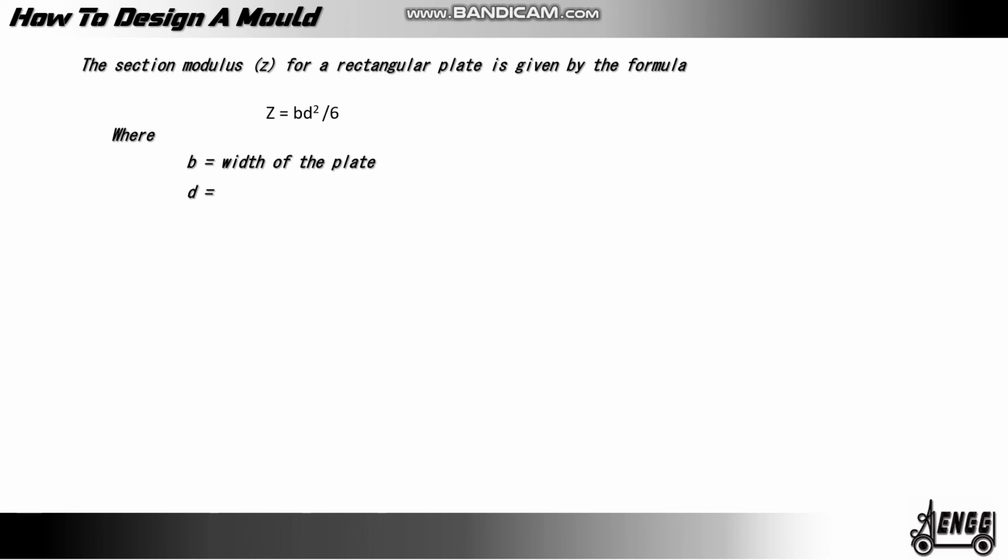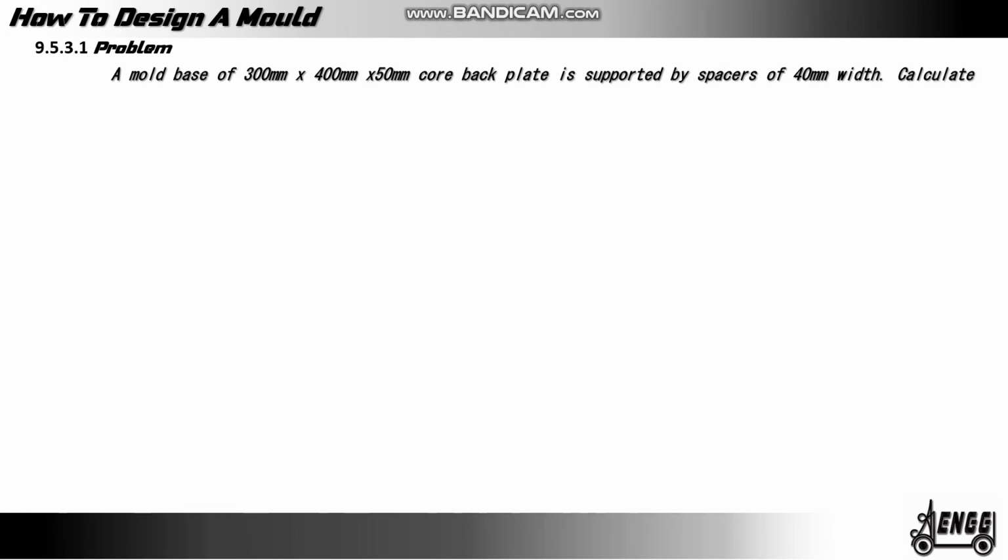The section modulus Z for a rectangular plate is given by the formula Z is equal to BD squared by 6, where B is equal to width of the plate, D is equal to thickness of the plate, and S is equal to allowable safe stress. Problem. A mold base of 300 into 400 into 50 mm core back plate is supported by spacers of 40 mm width. Calculate the permissible load on support pillars and permissible projected area of the impression.